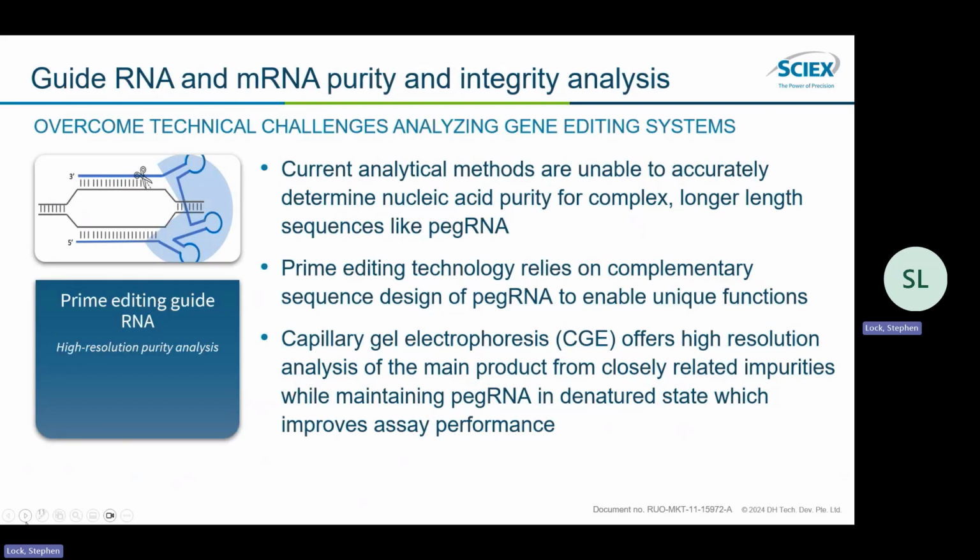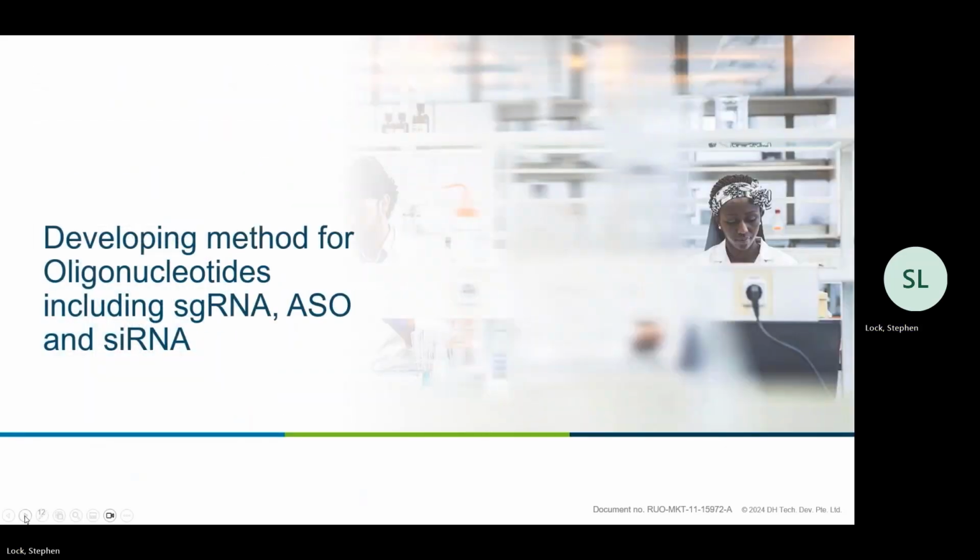Now, current analytical methods are unable to accurately determine nucleic acid purity for complex, longer lengths like PEG or prime editing guide RNA. Prime editing technology relies on complementary sequences, design of the PEG RNA to enable unique functions. And CGE, or capillary gel electrophoresis, offers high resolution analysis of the main product from closely related impurities. It's a size-based approach to separate the main peak from size-based impurities, and it's a technology now which has been utilized in the quality control of this type of RNA.